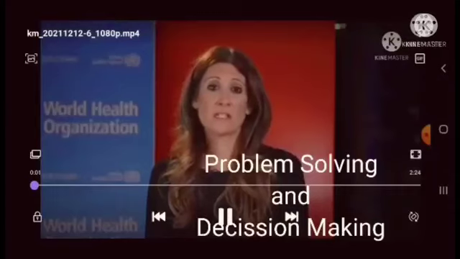Problem solving and decision making. Problem solving and decision making belong together. You cannot solve a problem without making a decision. There are two main types of decision makers.